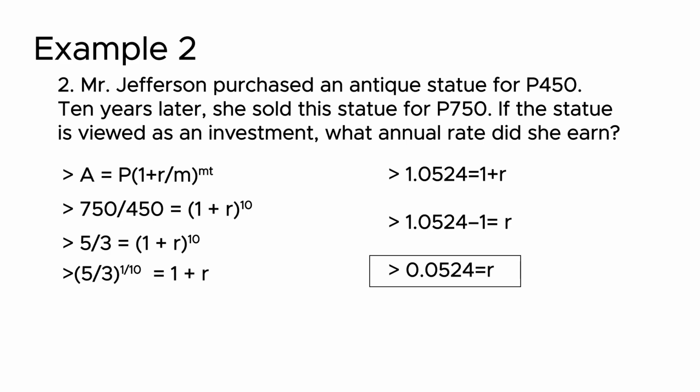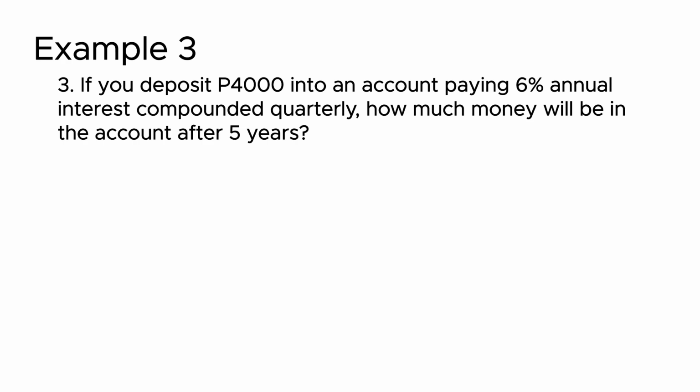In some cases, you may even have to use a logarithm. A common situation where you might see this is when calculating the doubling time of an investment at a given rate. Example number 3. If you deposit 4,000 into an account paying 6% annual interest compounded quarterly, how much money will be in the account after 5 years?